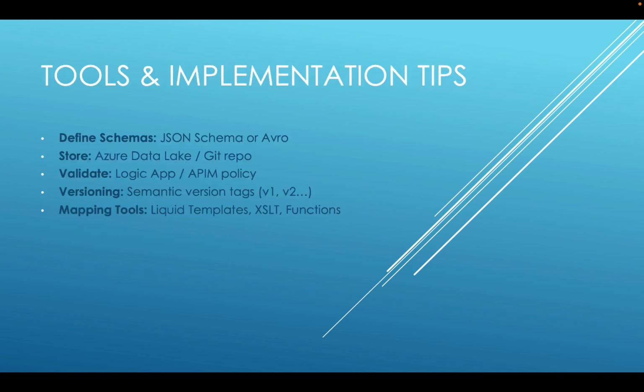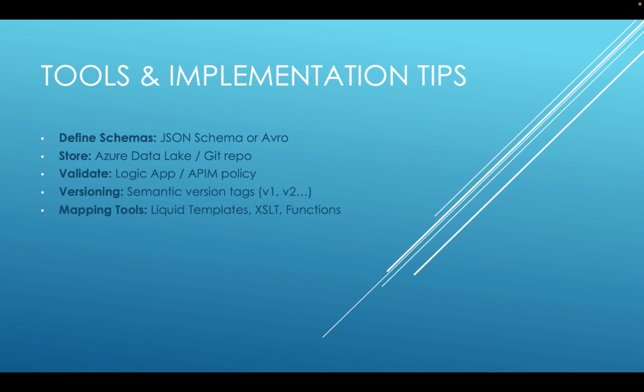All right. So tools I have already talked about. For a defined schema, you can use JSON schema or Avro. You can store it in Azure Data Lake and/or a Git repo. You can validate using Logic App and APIM policies, and versioning with semantic version tags like v1, v2. For mapping, you can use Liquid templates, XSLT, format functions, or Logic App. You can use any one of those.